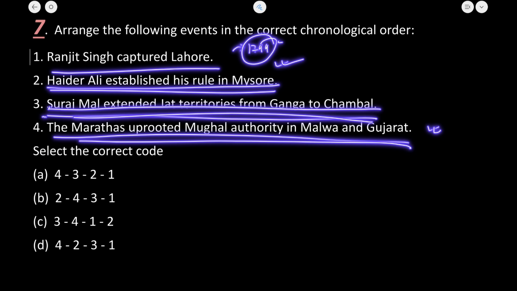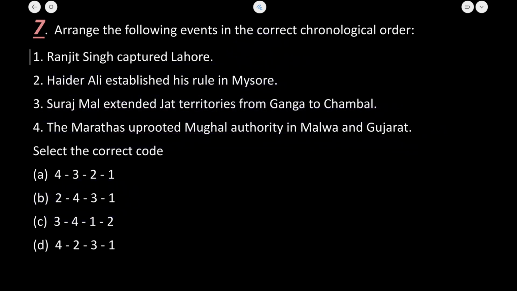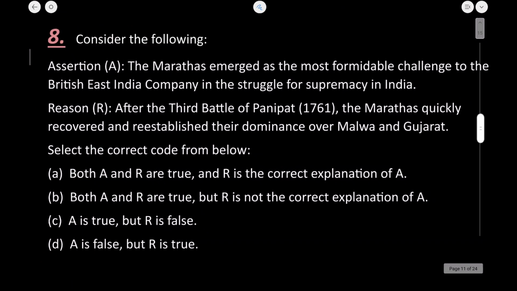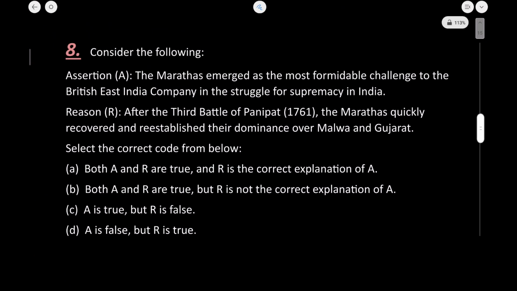सूरजमल एक्सटेंडेड जाट टेरिटरीज. तो 7th का करेक्ट आंसर हमारा क्या हो जाएगा? 7th का करेक्ट आंसर हमारा बी हो जाएगा. ठीक है, जस्ट फॉर द डिफरेंस ये क्वेश्चन लिया मैंने. यू जस्ट नीड टू नो कि हाँ कौन सी चीज़ें किस चीज़ से रिलेटेड है.